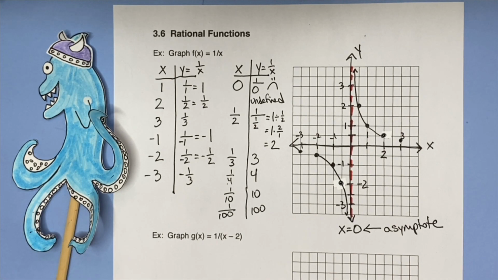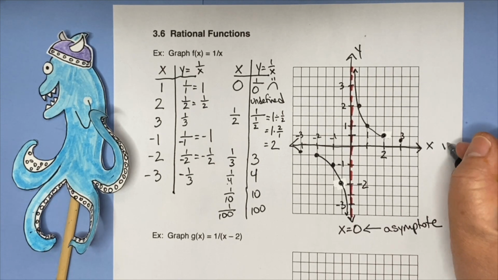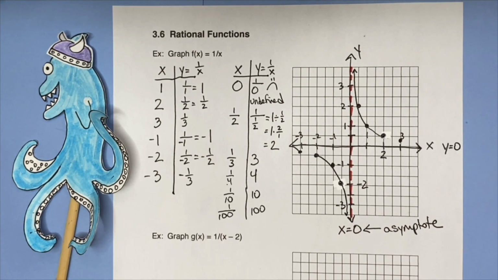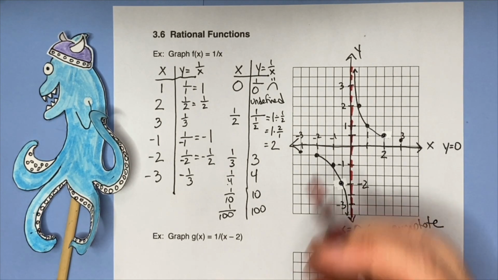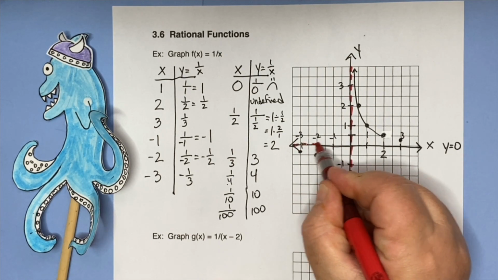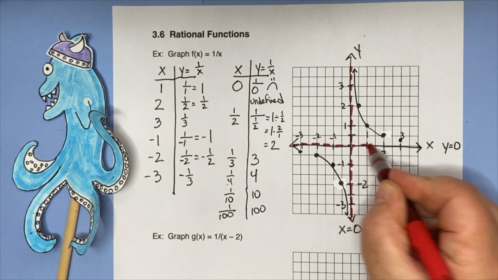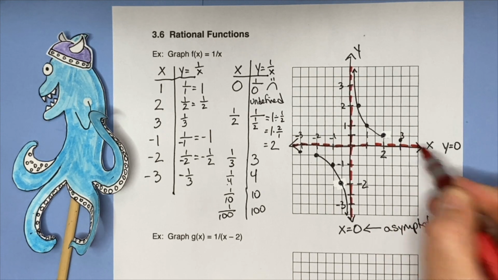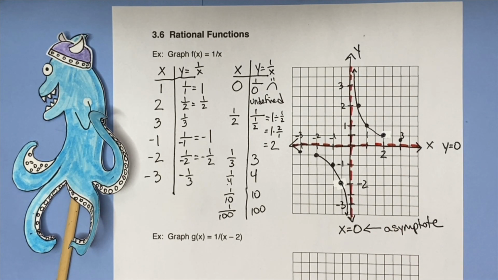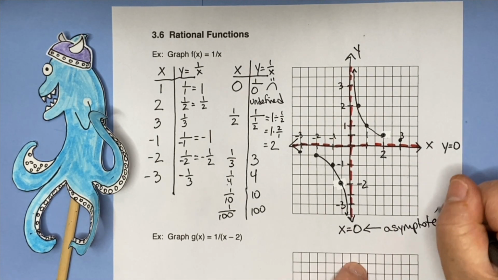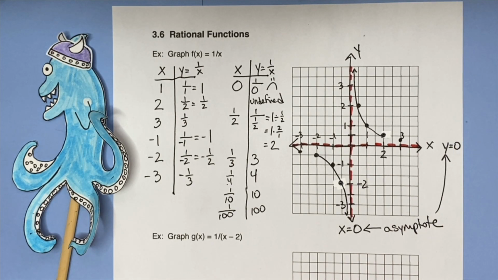We've also got another asymptote. Now, the other asymptote is kind of surprising, but it turns out that y equals 0 is another asymptote. It's called the horizontal asymptote. So I'm going to draw that in. And again, I'm drawing it slightly above or slightly to one side to make it easy to see. Hopefully, that's y equals 0. That's also an asymptote.